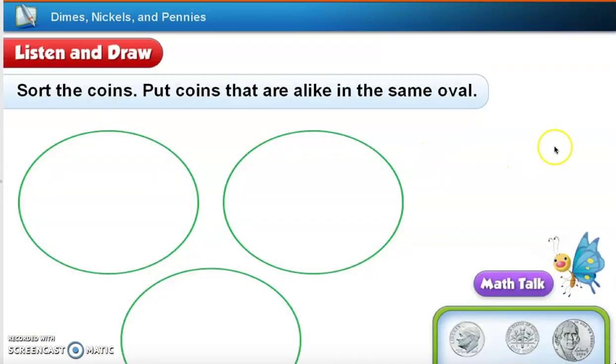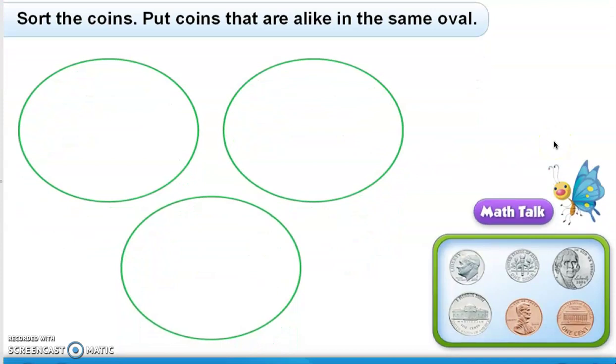Alright, so our first activity says sort the coins and put coins that are alike in the same oval. So remember, the coins that we were working with today are pennies, nickels, and dimes. Pennies are worth 1 cent, dimes are worth 10 cents, and nickels are worth 5 cents. And remember, the tricky part was that the nickels, while they don't have as much value as a dime, are the bigger coin. Always remember that nickels are bigger than dimes, but they are smaller in value. They're only 5 cents, whereas dimes are worth 10 cents.